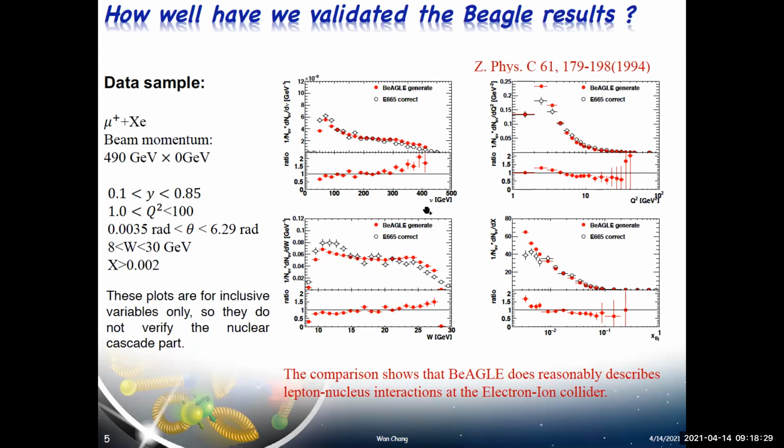In slide 5, I will show you how well we have validated the BeAGLE results. We compare the BeAGLE data sample with the E665 collaboration muon-xenon target experiment. These plots are all for the inclusive variables: nu, Q squared, W, and x Bjorken. In all the plots, the red points represent the result from BeAGLE, and the black open circles are the distributions from E665 data. The ratio of BeAGLE divided by the E665 result is shown at the bottom of each plot. The comparison shows that BeAGLE does reasonably describe the lepton-nucleus interaction at the EIC.